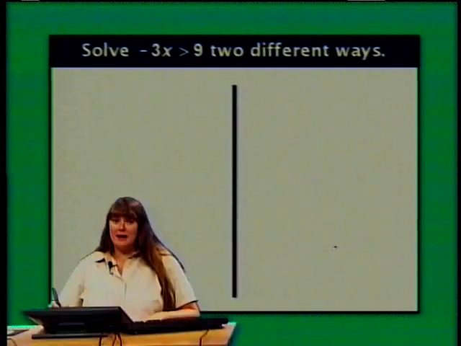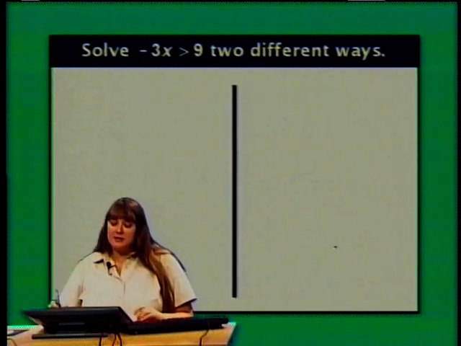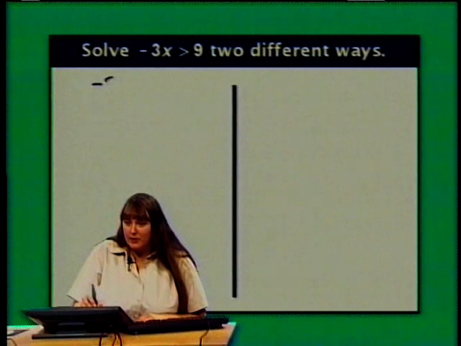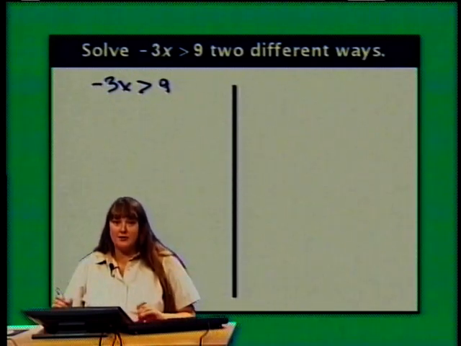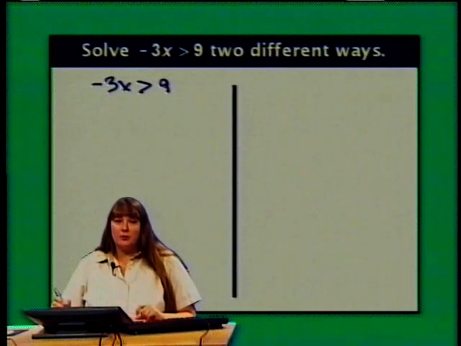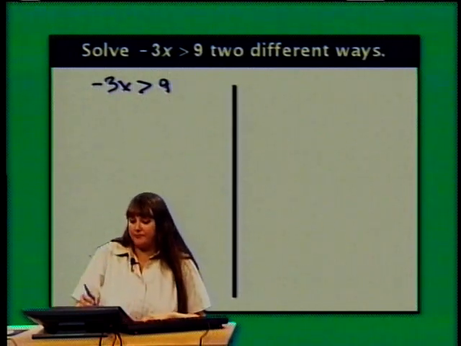So let's go back to Steve's example and see what went wrong. I actually want to look at this in two different ways. So I'm going to solve the inequality negative 3x is greater than 9 first by using this new negative property of inequalities, the negative multiplication property of inequalities. So I'm going to divide both sides of this inequality by negative 3, which is the same as multiplying both sides of the inequality by negative 1/3.